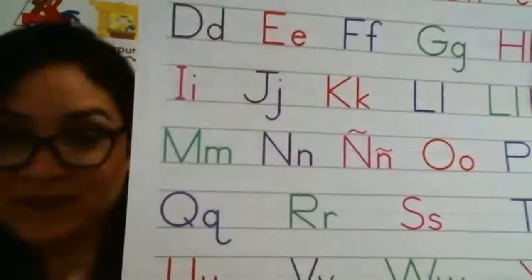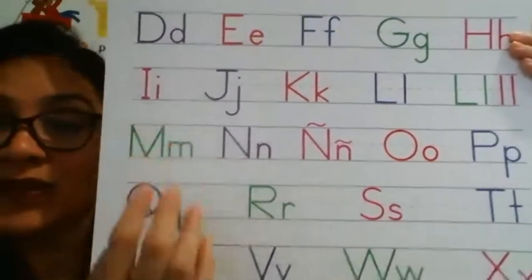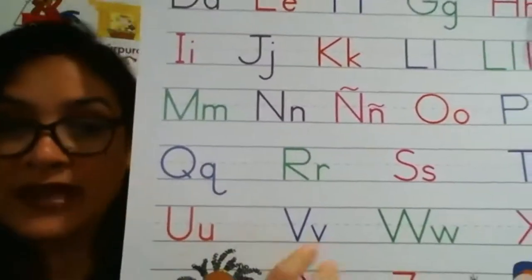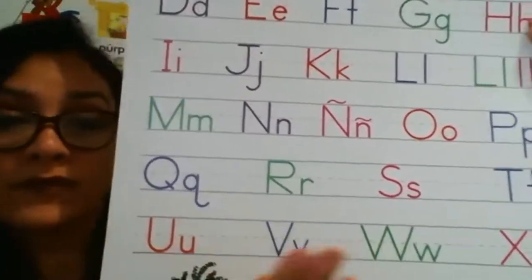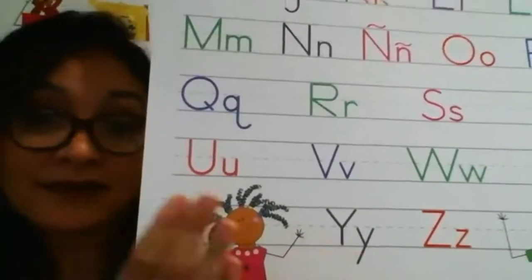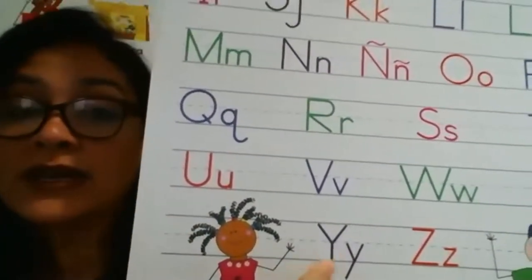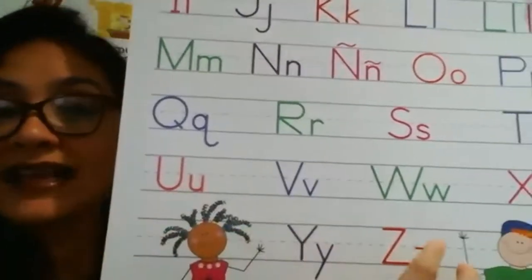R, S, T, U, V, W, X, Y. Sometimes you'll hear for Y the letter name Y, Z. Muy bien. También quiero repasar los vocales. I want to also review vowels with you.